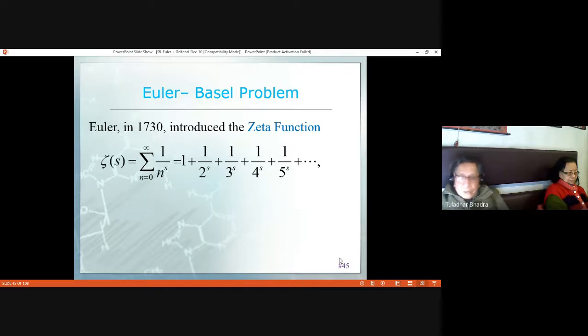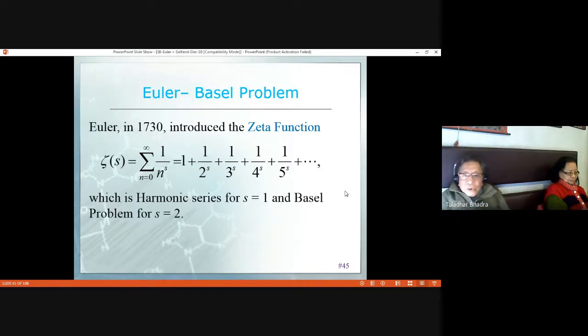The symbol is zeta, then zeta of s is the sum of 1 by n to the power s, and so on. Which is the harmonic series for s equal to 1. If you put s equal to 1, 1 plus 1 by 2, 1 by 3, the series sum will be infinite. And for s equal to 2, it will be 1 by 2 squared, 3 squared, 4 squared, which turns into the Basel problem.